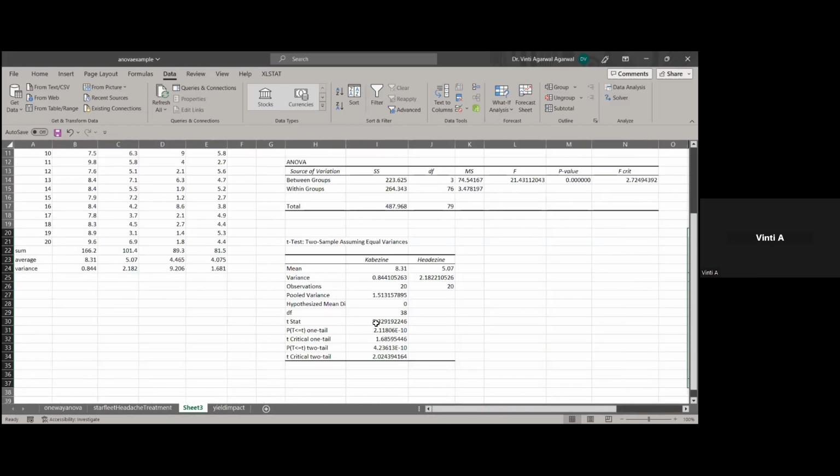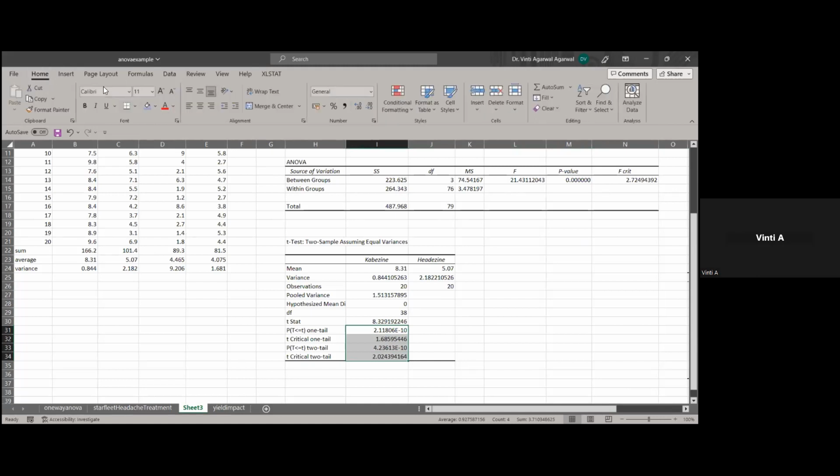Now what you can see from here, I'm going to convert this into number. Okay, now you can see the mean between the two, you can see the variance, you can see the number of observations, you can see the pooled variance. Okay, degrees of freedom is 38. Now the t statistic that I am getting is 8.32. Okay, and here the one tail critical value is 1.686 and two tail is 2.02. So in both the cases, I am seeing that there is a significant difference. I can definitely say that there is a difference between cabazine and hedazine. The difference between the two is significant.